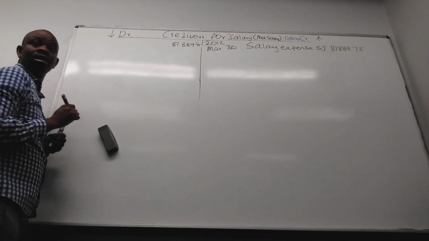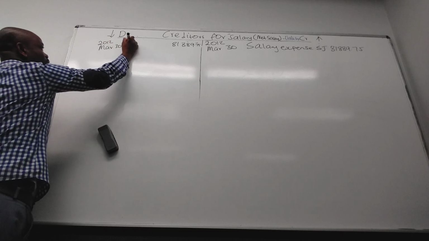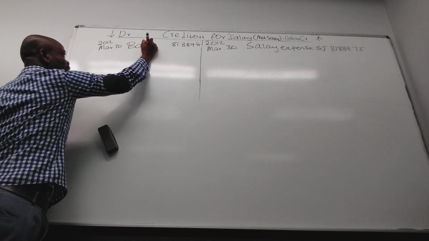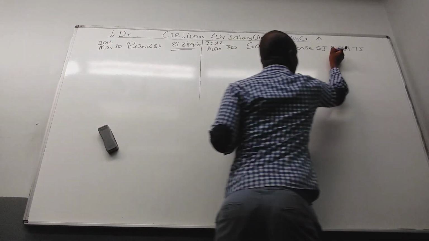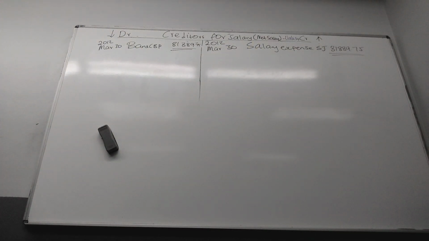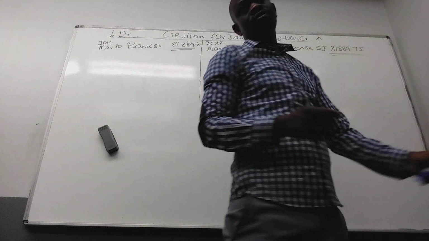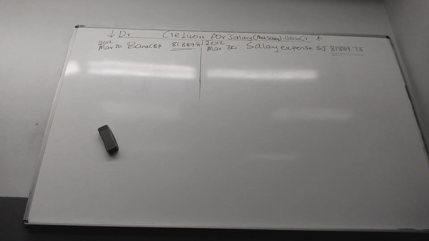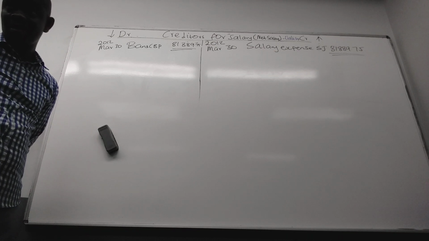You can just put that amount of 81,889.75 and you say 20 is 12, March the 30th, and you say bank. CPJ, and you don't have to add it again, you can just put two lines like this because there is only one figure. That's how you pay. You pay, that's why you say bank. This shows that we owe. Are we good? No problem.